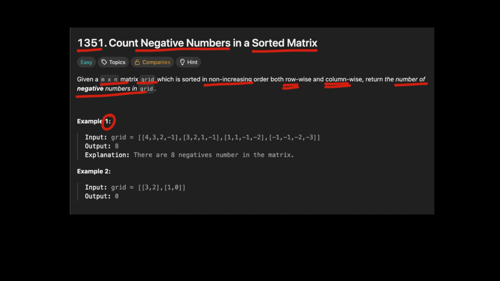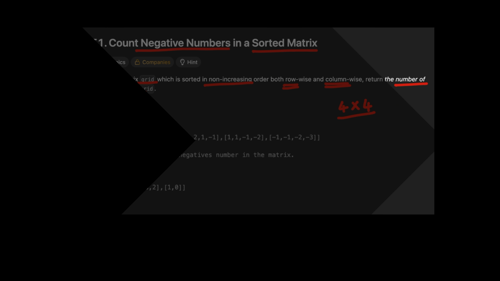In example number 1, we are given a 4 by 4 grid, and across the entire grid there are a total of 8 numbers which are negative. The problem statement is very easy and straightforward, so let's try a couple of approaches to solve this problem.